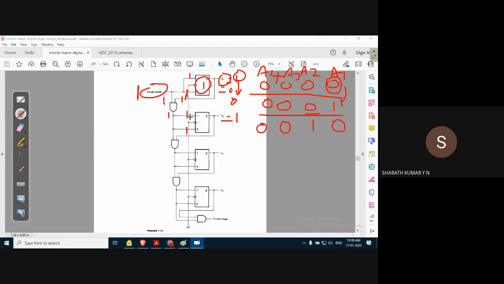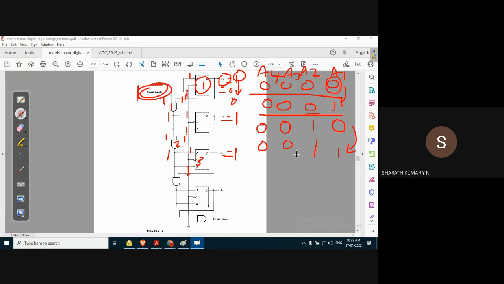In the next count, A1 continues to toggle from 0 to 1 because its input is count enable, it's fixed. For A2, if you observe, the output of A2 is 1, the output of the first AND gate is 1, which is applied as input for the second AND gate. Inputs are 1 1, output is 1. For the third flip flop, the JK input is 1 1. A3 is forced to change to 1.